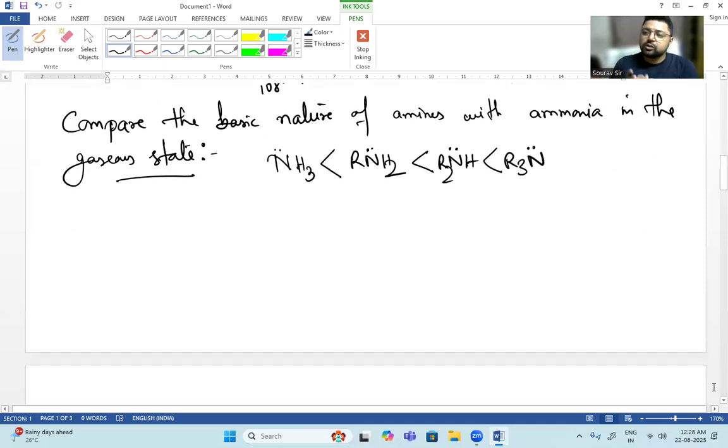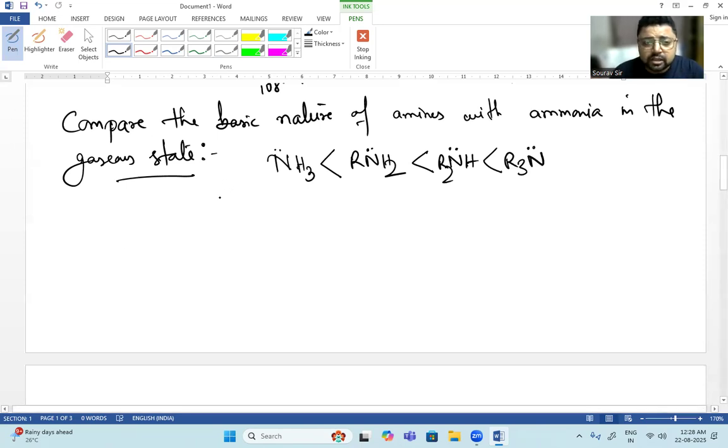Why not? Because in aqueous phase, we will have an extra energy of hydrogen bond. I am coming to it at a later stage. I will compare the basic nature of ammonia in the aqueous state as well when we cover the physical properties of the amines. So first, this is the general comparison.